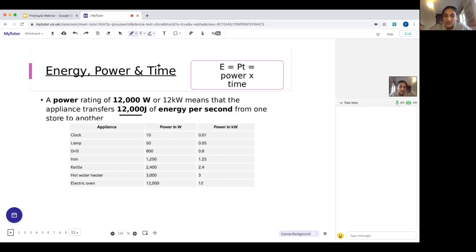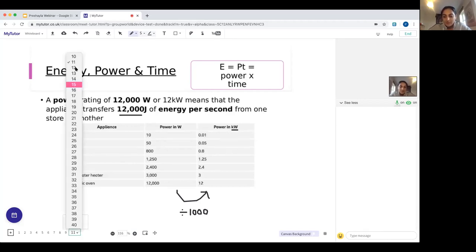Okay. And then we went on to talk about kilowatts. So power in kilowatts and power in watts. This is how we convert between the two. We just divide by 1,000. And it's important to know how to transform watts into kilowatts, because sometimes in exam questions, they use kilowatts instead of watts. So we need to know how to convert between the two.